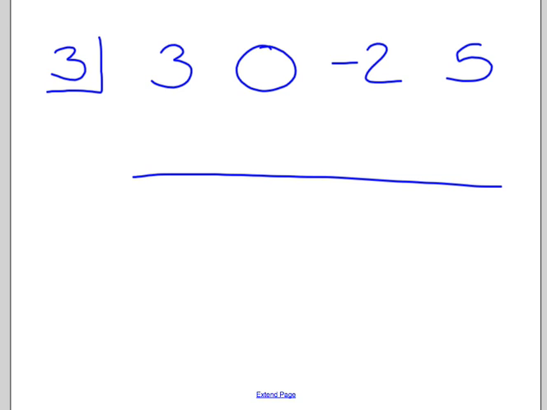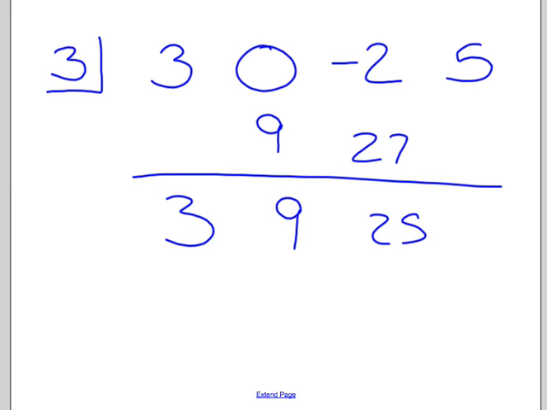First step, take your first number straight down. Then we're going to multiply. Add, 9 and 0 is 9. Multiply, 3 times 9, 27. Add is 25. 25 times 3 is 75. Add, 80 over the divisor of x minus 3.